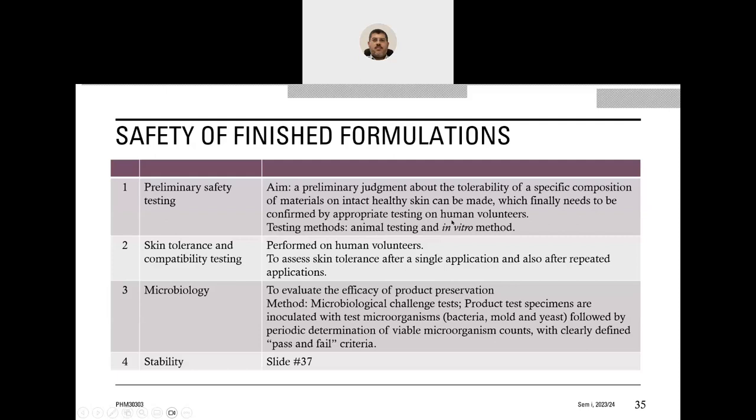On human volunteers, we can do the skin tolerance and compatibility testing. We want to assess the skin tolerance after a single application and also after repeated applications. So in this study, we apply the formulation to the skin of humans, and then we look for signs of sensitivity reactions and so on. If no sensitivity or hypersensitivity reactions, then it is tolerable by human skin. Okay? There will be microbiology evaluations.